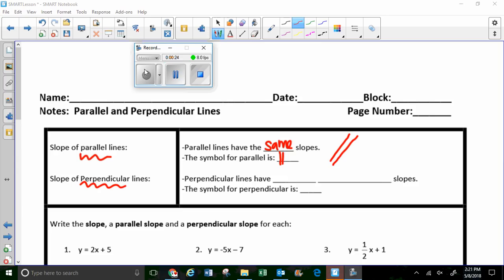Perpendicular lines have negative reciprocal slopes. Which I know that sounds like a mouthful, but really what it means is just change the sign. So change the sign and flip the number. And the symbol for perpendicular is two lines at a right angle, perpendicular angle.